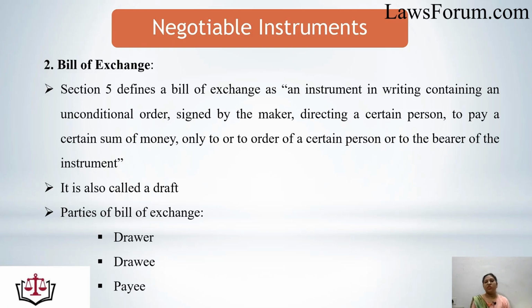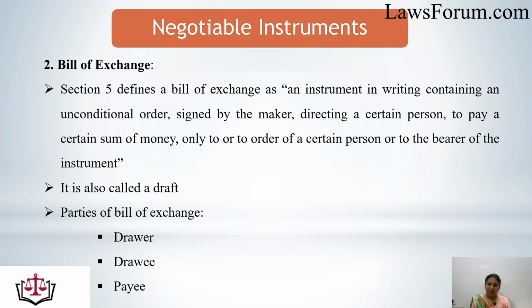More or less, the features of a bill of exchange defined in Section 5 are similar to the features of the promissory note defined in Section 4 of the Negotiable Instruments Act. Here also it should be in writing, there should be an unconditional order, it must be signed by the maker, there must be a certain person to whom the payment is to be made, and a certain amount, and it would be paid only to the certain person or on the order of a certain person or to the bearer, meaning the holder of the instrument. Sometimes a bill of exchange is also known as a draft.